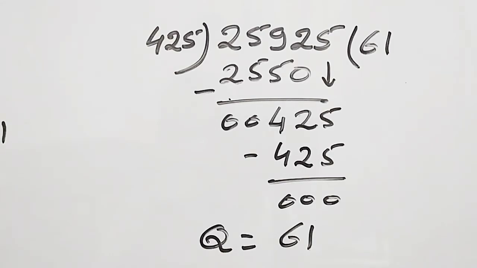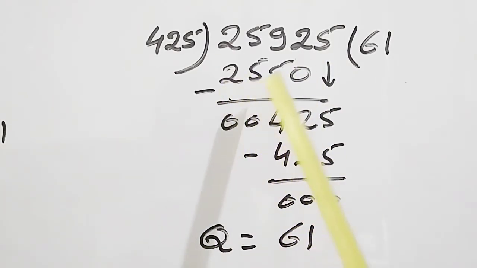When 25,925 is divided by 425, 425 is having 3 digits in the number. Divisor is having 3 digits. So when we take first 3 digits of dividend, it is 259 and 259 is smaller than 425. So we take first 4 digits of dividend, 2592. When 425 is taken 6 times, then it gives 2550.